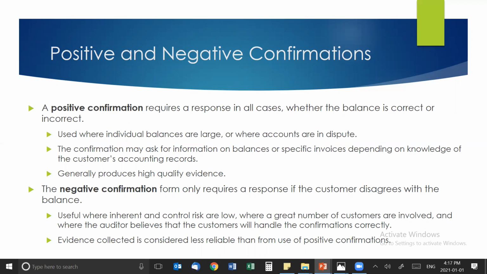So positive confirmation is the better one because you're asking for a response in all cases. You don't know with a negative confirmation if the response is coming because they disagree, or maybe you didn't get a response. And does that mean that they agree with the amount, or they just didn't bother to provide a response? Okay, so positive confirmations are the way to go.